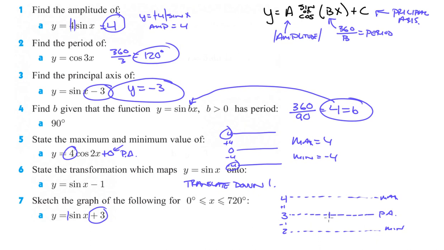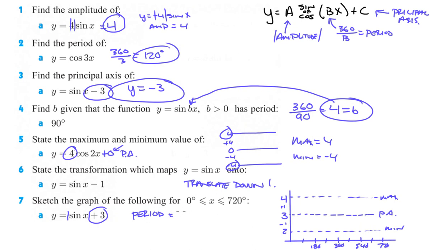Let's do this. Draw ourselves little axes here. Ran out of room down here, so I'm just going to say that this is 360, 720. Cut each of those in half, 180, 540, and then cut each of those in half just to give us some good scale here. So the period is the only thing we have left to do, right? Because we figured out the principal axis, maximum, and minimum. Now we just have to figure out what the period is, and then we can plot our points.